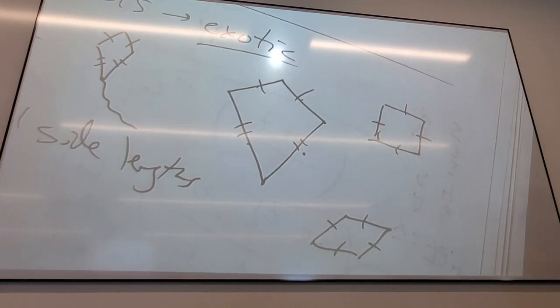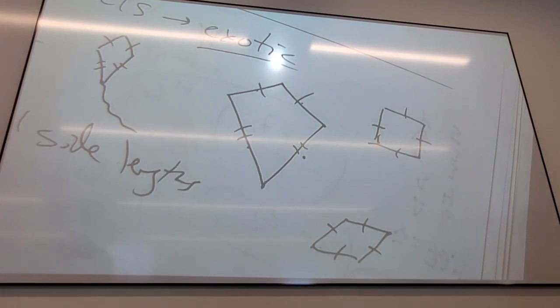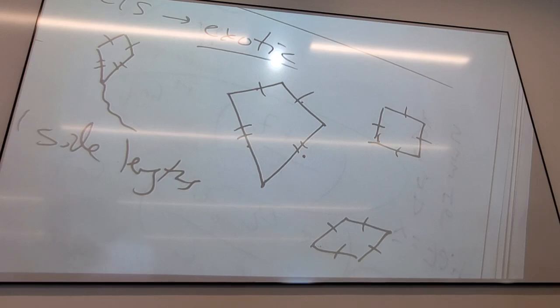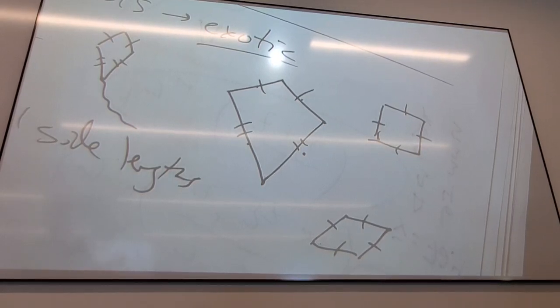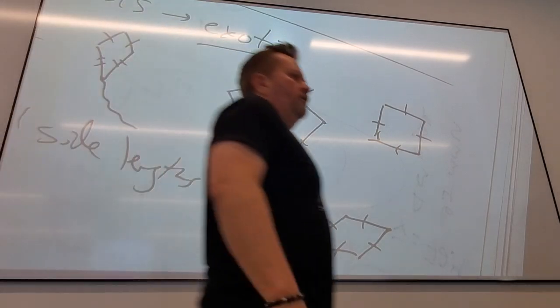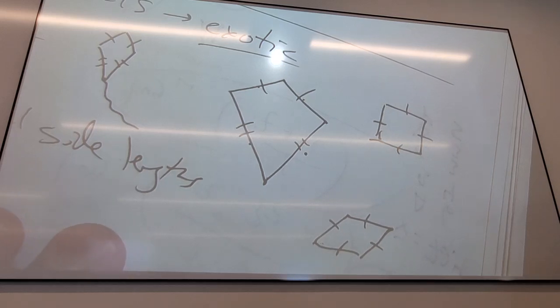So again, kites do not care what angles are in it. They just say these two sides have to be the same length and these two sides have to be the same length. That's all they care about. So how many things match that definition? Well, now we've got three. A general kite, a square, and a rhombus. Do you guys think there's anything else that we've already discussed that fits the definition of kite? Okay, good, because there is.